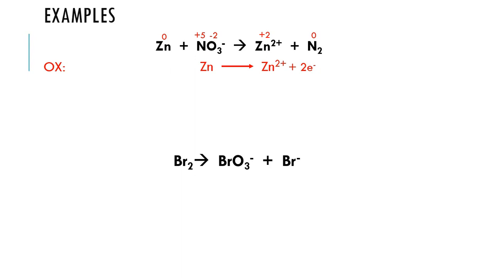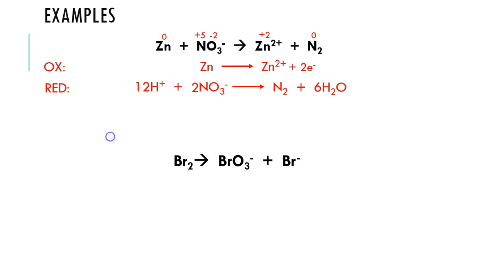And we see that nitrogen goes from +5 to 0, so the reduction half reaction will show the nitrate ion going into diatomic nitrogen. Now, the first thing we're going to do is balance nitrogen, so we'll put a coefficient of 2 in front of the nitrate ion. Next, we have to balance oxygen, so we'll add 6 water molecules to the product side because we have 6 atoms of oxygen on the reactant side.